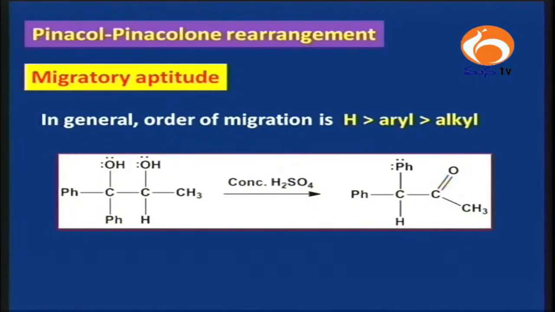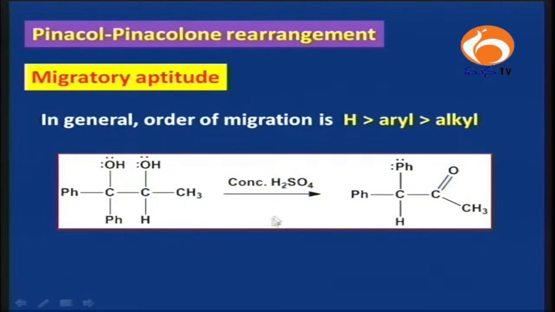Now let us look at the migratory aptitude. That means we have to look at the order of migration of different groups: which group will migrate from the beta carbon to the carbon atom having the positive charge. It was observed that the order of migration is hydrogen greater than aryl group greater than alkyl. You can see in this particular example, first we will obtain a carbocation at this particular OH, from this particular carbon.